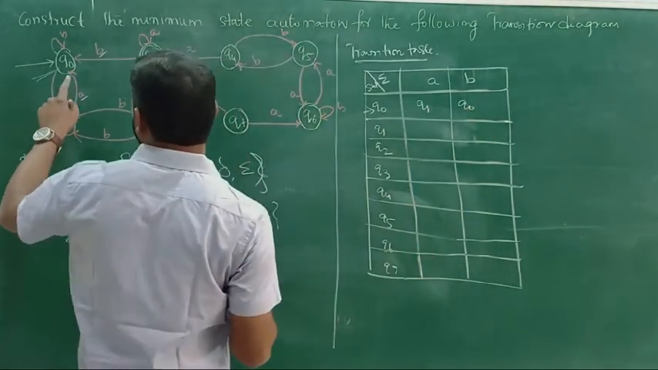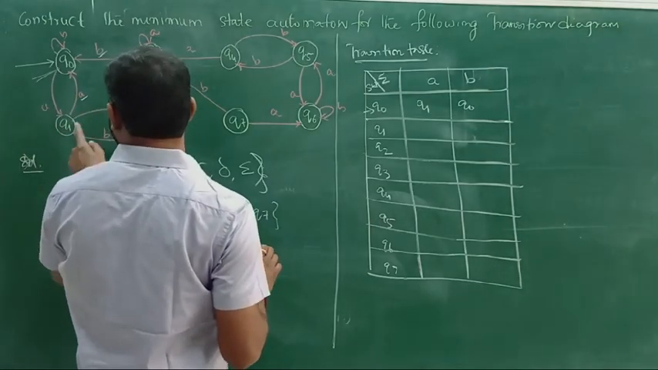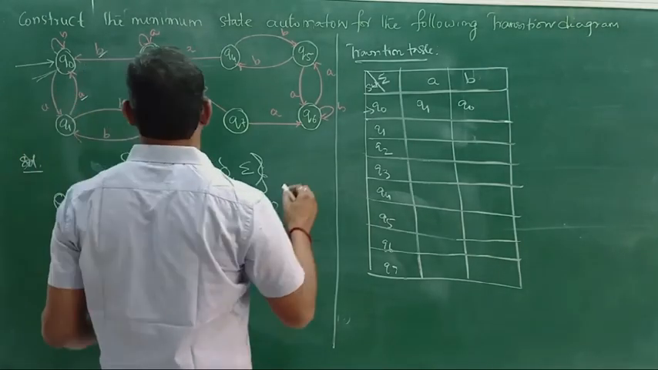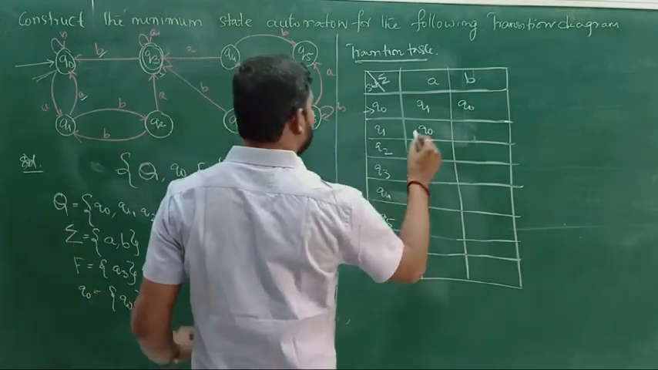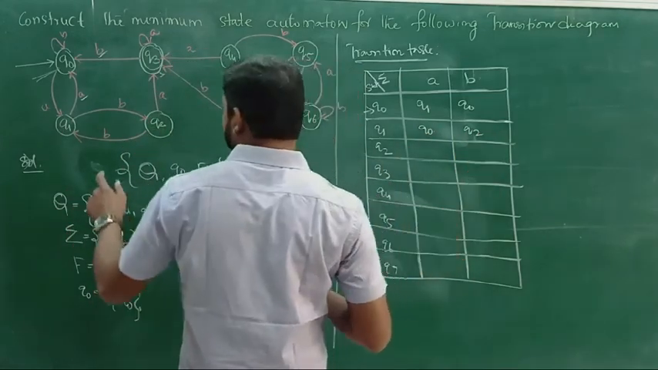Next q1 of a is equal to q0. Next q1 of b is q2, and next q2 of a.